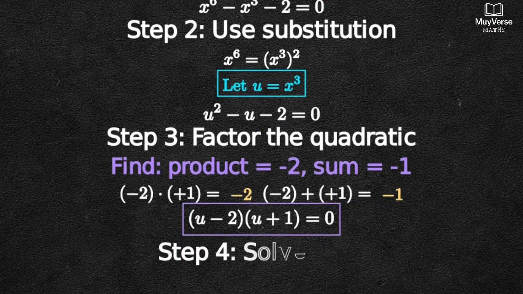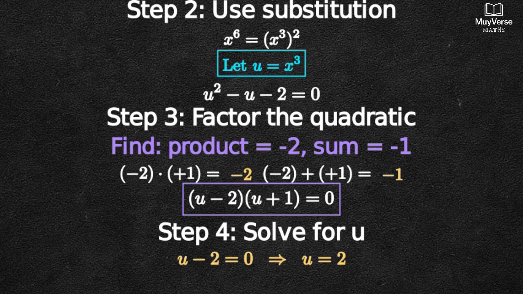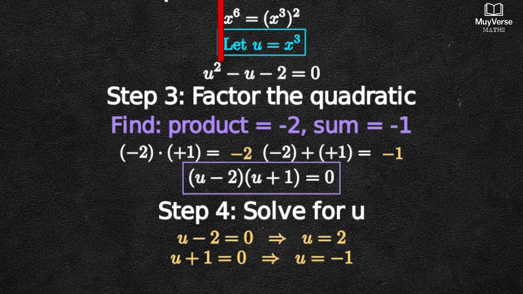Step 4. Set each factor equal to 0. u minus 2 equals 0 gives u equals 2. u plus 1 equals 0 gives u equals -1.